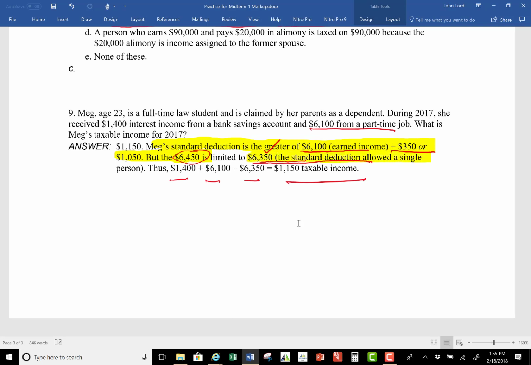So she has the 1,400 plus the 6,100, and she can only take the standard deduction of the 6,350, even though her earned income plus the 350 exceeded the standard deduction. And so her taxable income is going to be her income minus her standard deduction. You can go up to that standard deduction using the formula of net income plus the 350. Obviously, they're not going to let her take more than her standard deduction here. Okay, good. So that is pretty much what we had talked about on Friday.